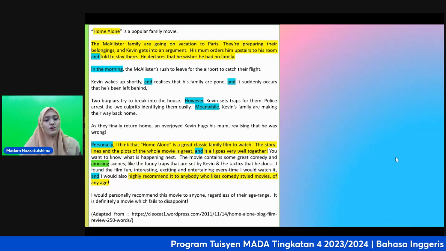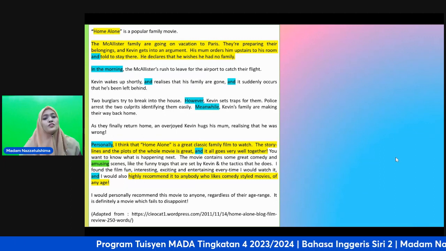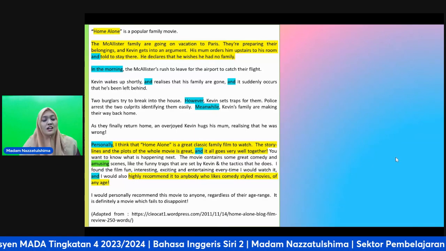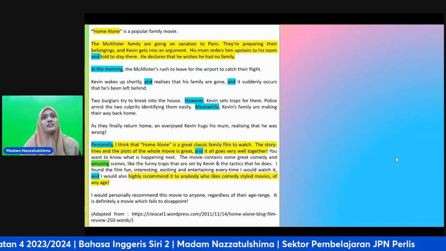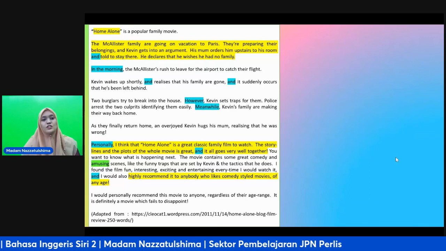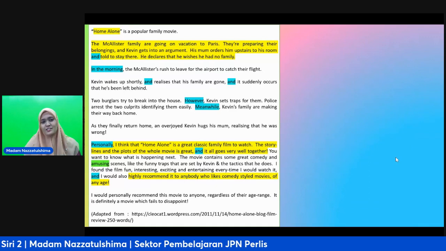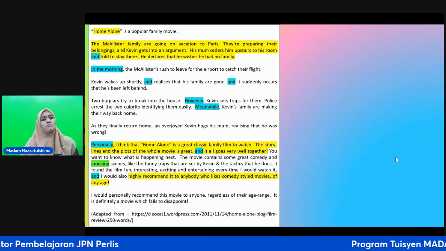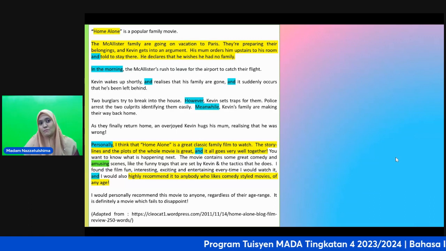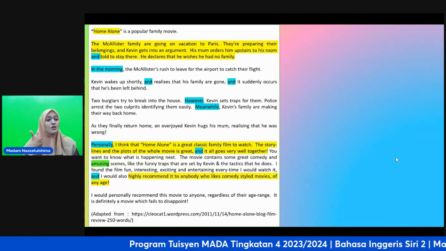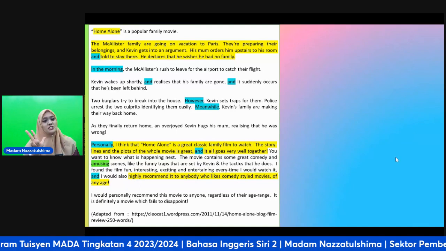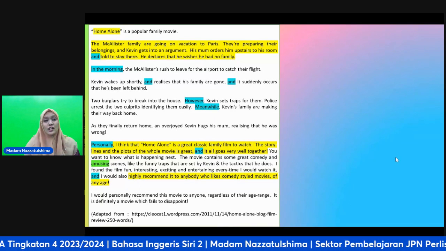Last paragraph. I would personally recommend this movie to anyone, regardless of their age range. It is definitely a movie which fails to disappoint. Maksudnya tidak menghampakan. Okay, so all of you, please take a look at this one. How many marks would you like to give to this candidate, for example? How about the content? How about the CA? How about the organization? And last one, how about the language?